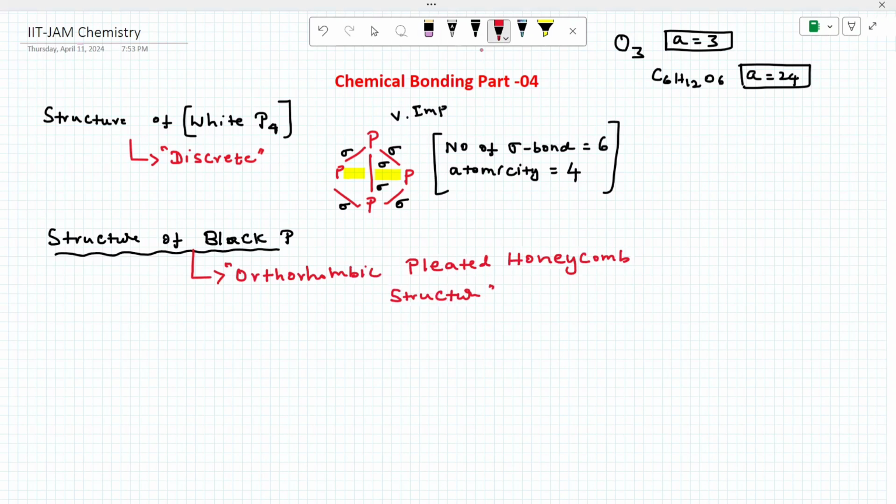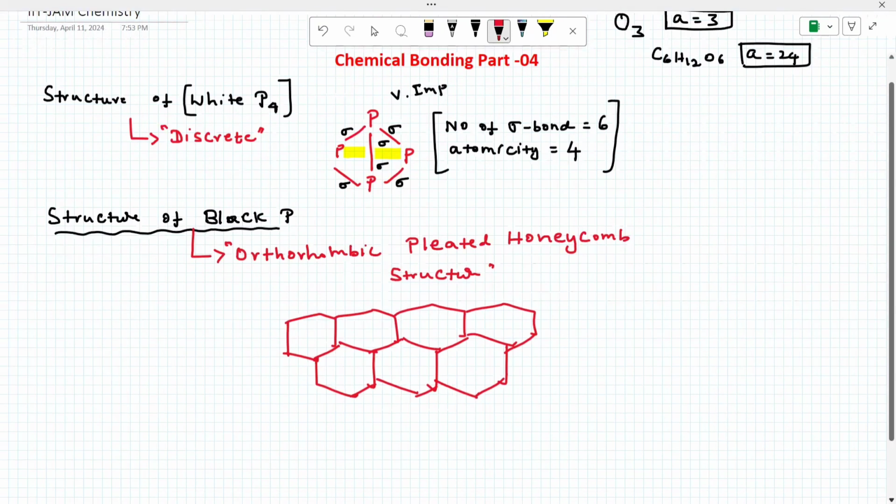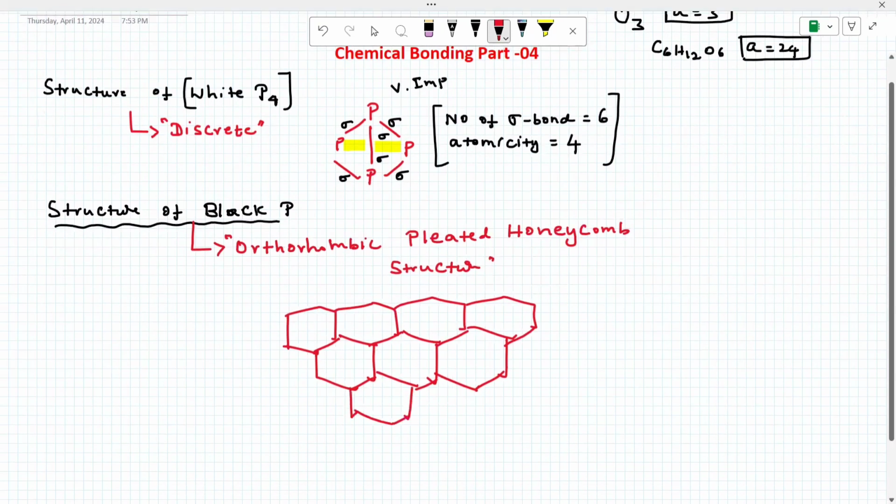It looks like benzene, okay. The structure looks like this. These are all phosphorus, phosphorus, phosphorus, phosphorus. What is the structure of black phosphorus? It is orthorhombic, plated, like a honeycomb structure. What about red phosphorus?